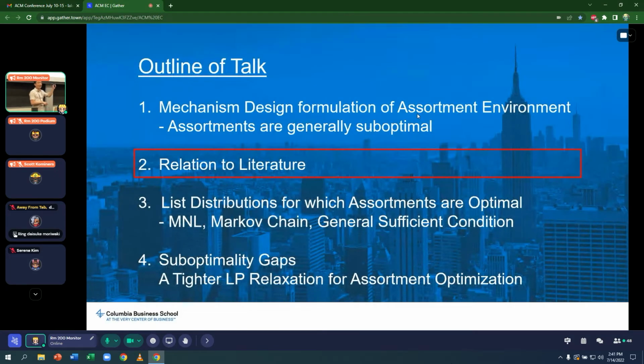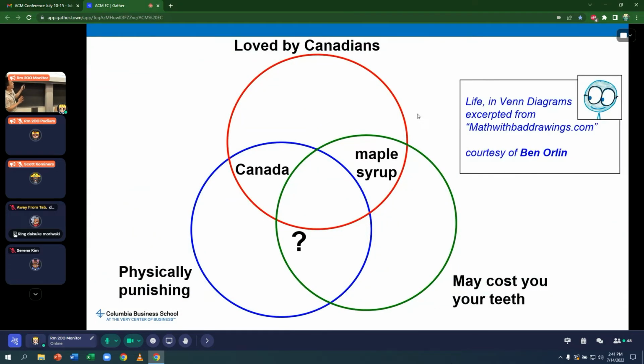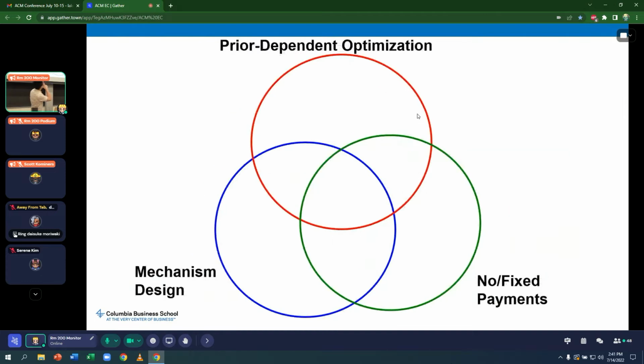OK, so I'm going to now just position this problem in the literature. Unfortunately, I have to skip the coffee break, but I'm Canadian, so I like this one.